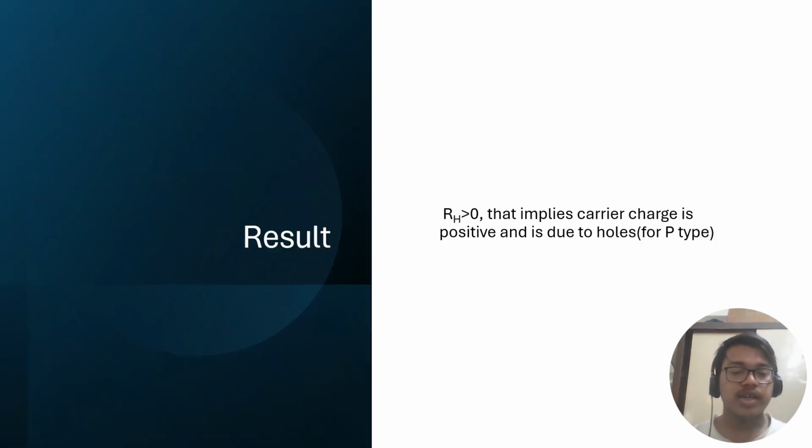The result that we are getting from this experiment is that R_H is greater than 0. That implies that the carrier charge is positive and due to holes for p-type. You can perform exactly the same experiment for the n-type also, and you will get that R_H is negative for that case.